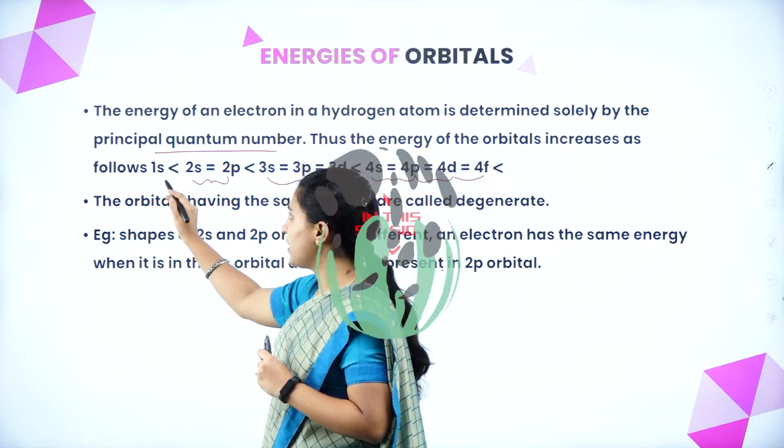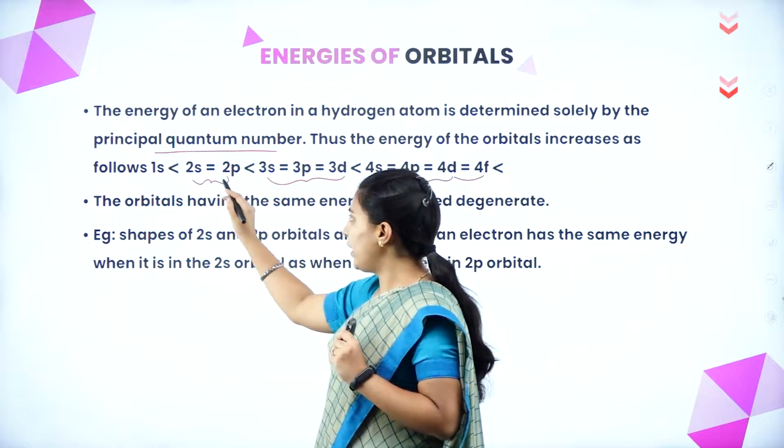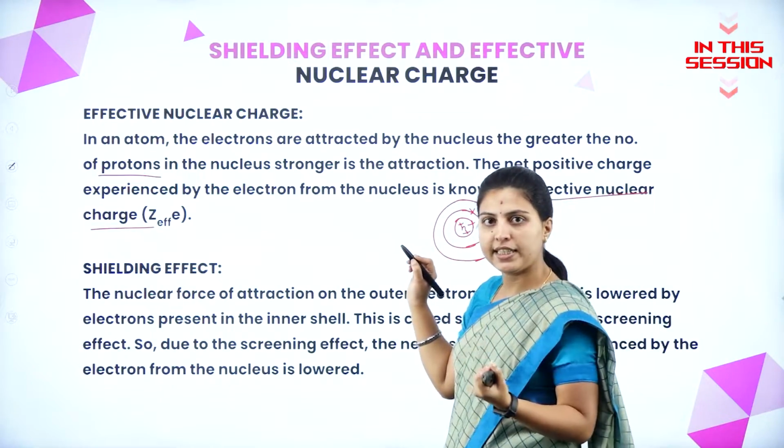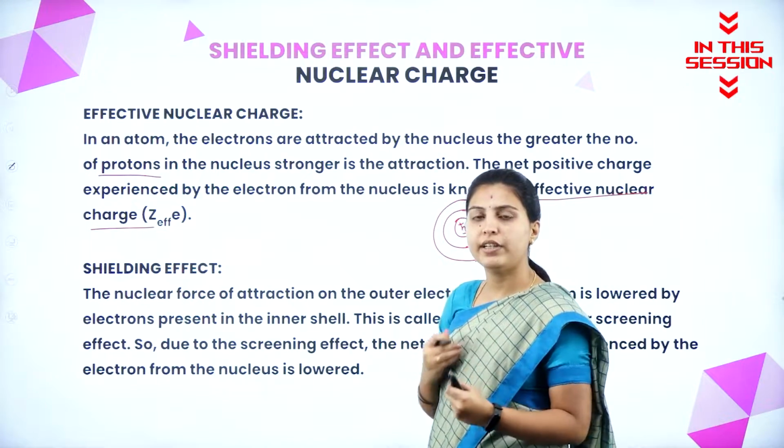Wherever the least energy is present, this mark will be there. If it is equivalent, we will show it with equals. If the protons keep on increasing, the attraction between the electrons and the protons will increase.